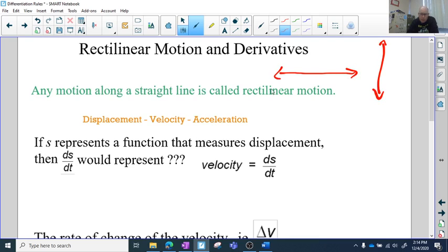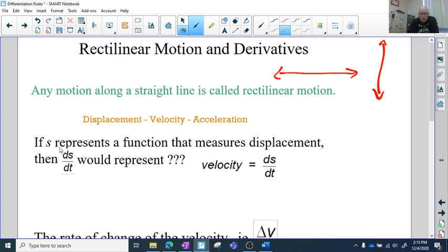It has to be one of those two scenarios, so it wouldn't be a method we could use if it was on some kind of diagonal slanted line. And we're going to try and draw a connection using calculus between displacement, velocity, and acceleration.